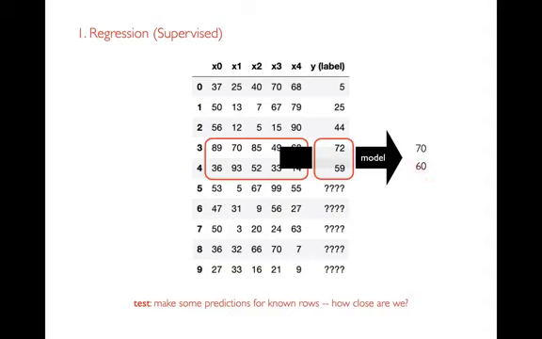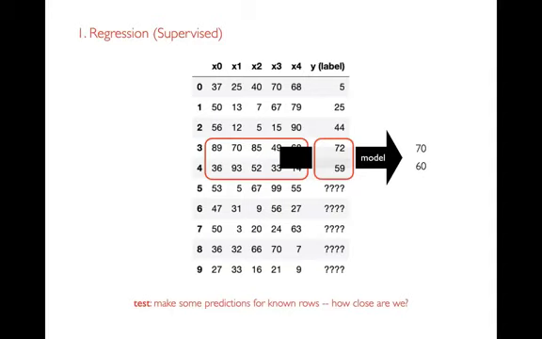And so why would I do this? Why would I want to make a prediction if I already know the answer? And the reason is that I can do this to evaluate my model, or I might say test my model. So for example, if my model says that this row should have been 70 and it's actually 72, well, that's an error. Same thing here, 60 versus 59, that's an error. And I can try to quantify all of these errors and then give my model some sort of score, right? That's the testing phase.